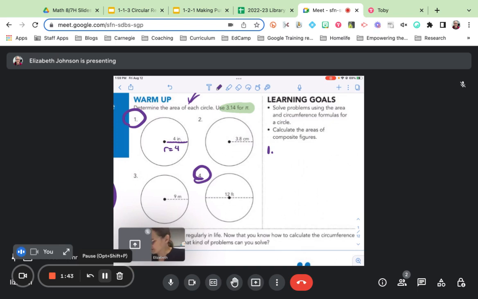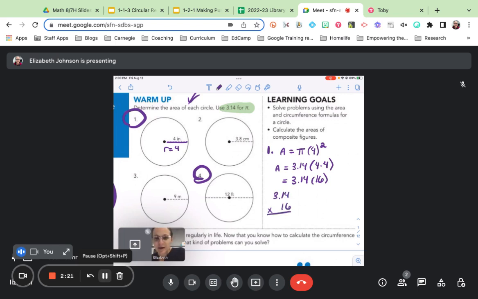Well, let's write down our formula for the area of a circle. It's area is equal to pi multiplied by the radius squared. We're told to use 3.14 for pi. So let's substitute that in place of pi. 4 squared just means 4 times 4. So I'll go ahead and write that down. Now, you guys know what 4 times 4 is. It's just 16.